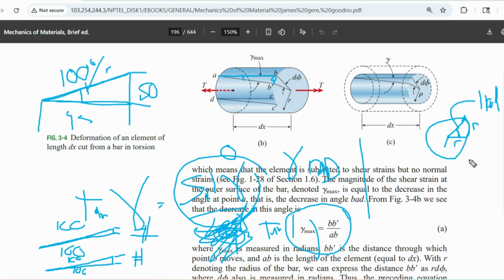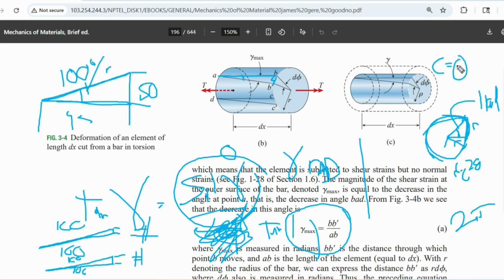And how many of these strings can you go around a circle? There's 1 radius, there's 2, there's 3. You get 6 strings around, 6.28. You get 2 pi of those all the way around the circle. So you're gonna have 1 radian, 2, 3, 4, 5, 6, and then 0.28 radians. And the circumference is just radians times radius.